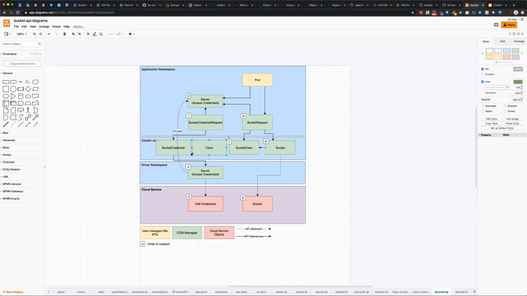Right. So in my mind, the simplest way to make that happen, if y'all can see me kind of messing around here, is through the class, right?